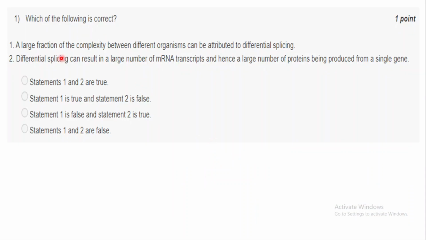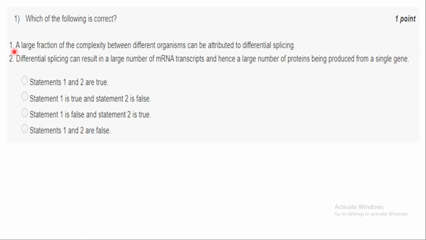The first question is a true false based question. Which of the following is correct? Statement 1: a large fraction of complexity between different organisms can be attributed to differential splicing. Statement 2: differential splicing can result in a large number of mRNA transcripts and hence a large number of proteins being produced from a single gene. These are the two statements and you have to find out which is true and which is false.